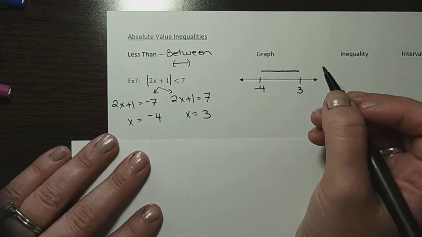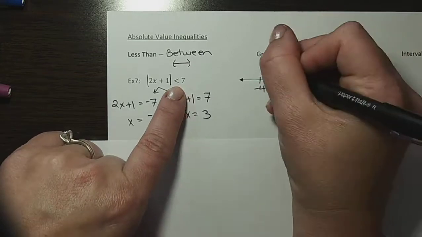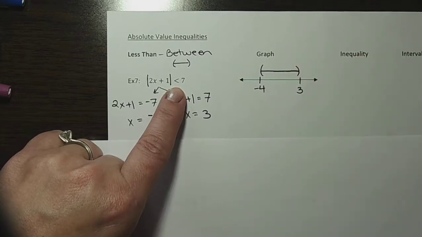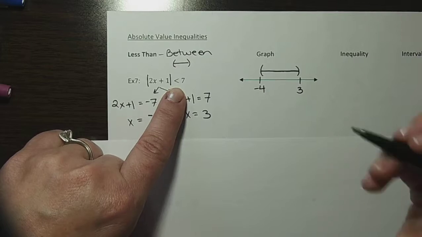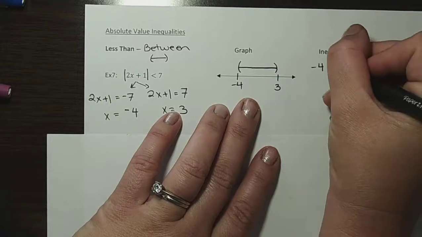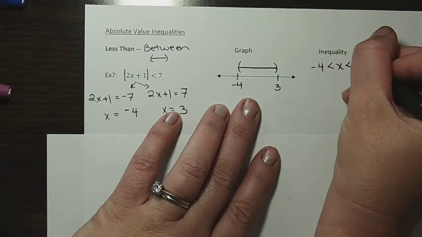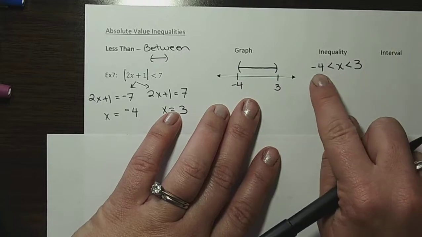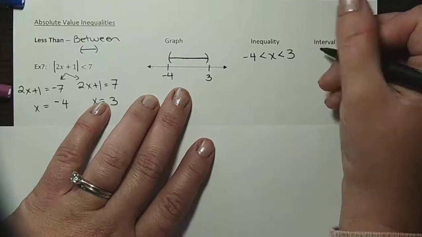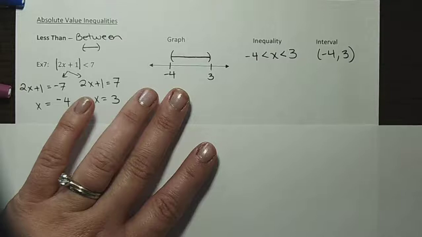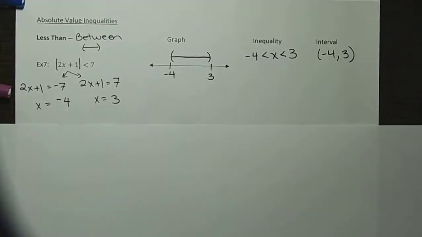So less than is between. It does not have a line underneath, so both sides are going to get parentheses. If it has a line underneath, you put brackets. If it does not have a line, you put parentheses. So your graph looks like that. Your inequality is that negative 4 is less than x is less than 3. Again, we read that as x is between negative 4 and positive 3. And the interval notation will look like that, just like it is on the graph. Negative 4 to positive 3.